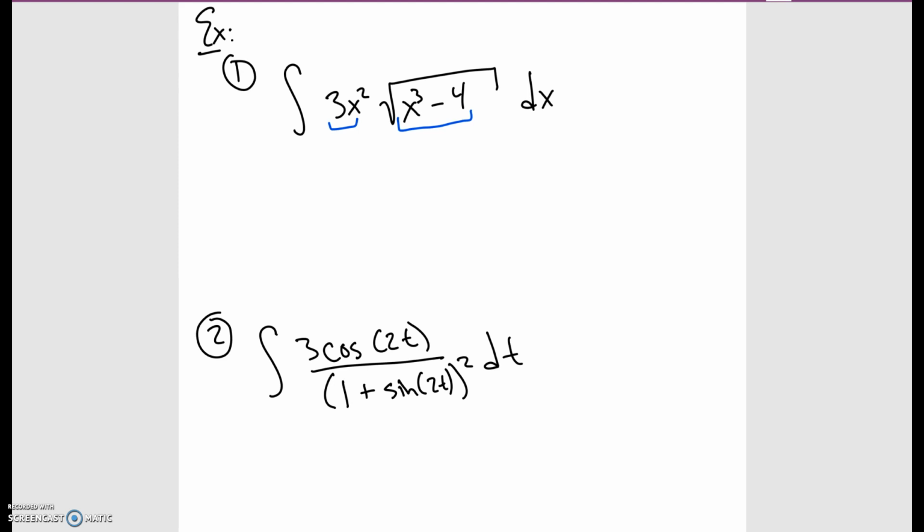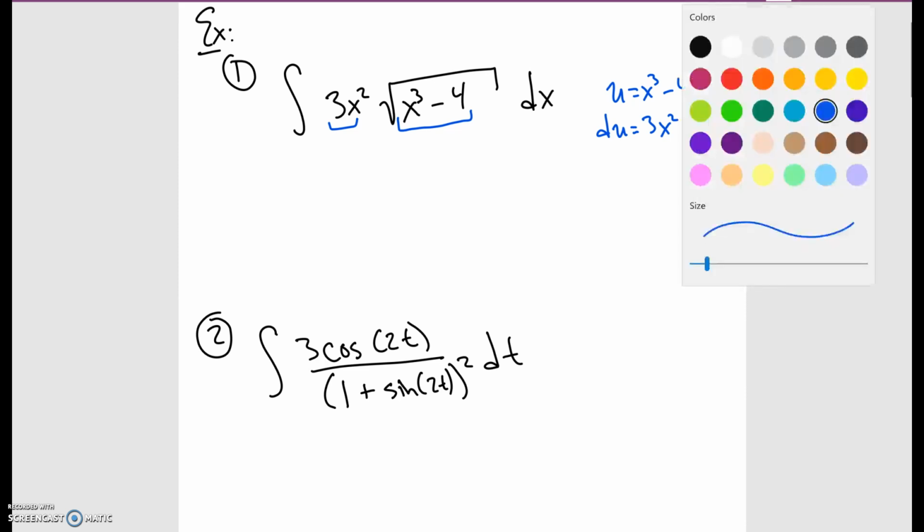So let's first look at the thing under the square root. We're going to set that equal to u. So u equals x cubed minus 4. And if I take the derivative of that, and I take the differential, du is equal to the derivative of x cubed, which is 3x squared, and then this goes away, and then I'm going to write dx. Okay, so it looks like I have everything that I want.